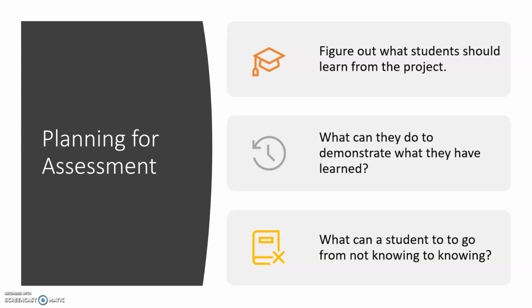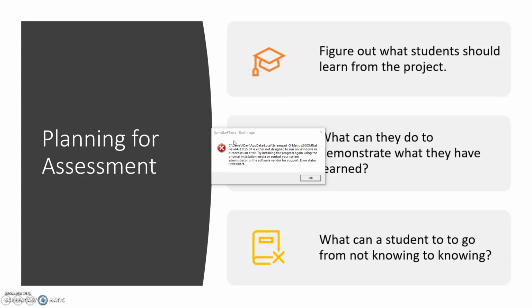So when planning for an assessment, figure out what your students are supposed to be learning from the project, what they can do to demonstrate what they have learned, and then what a student can do to go from not knowing to knowing. And for a formative assessment, you'll essentially keep looping this. After you figure out what the student can do to learn what they did not know before, then figure out what they're supposed to learn after that and continue that process until you've come to the end of the project and the end of the assessments.